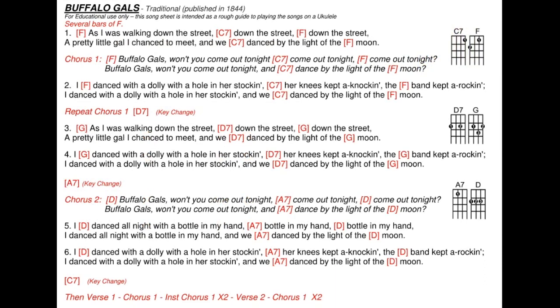And here's Buffalo Girls. I've sent you a copy of that. And you'll see that you've got the C7th and the F up at the top. And then the key changes down on the third verse, and it changes from D to G. So it goes from C7th and F to D7th and G, and then changes again on the second chorus to A7th and D. And then goes back to C7th and F at the top.